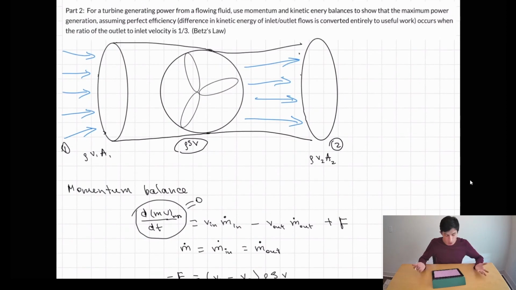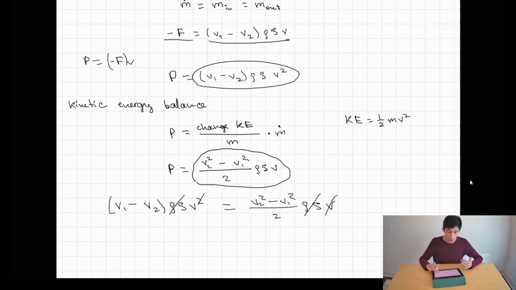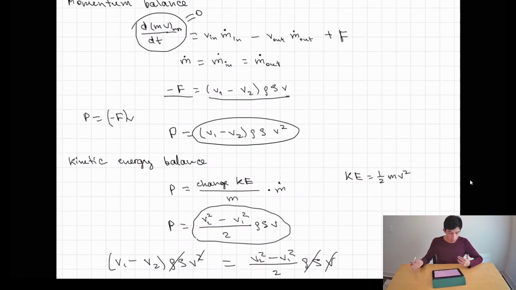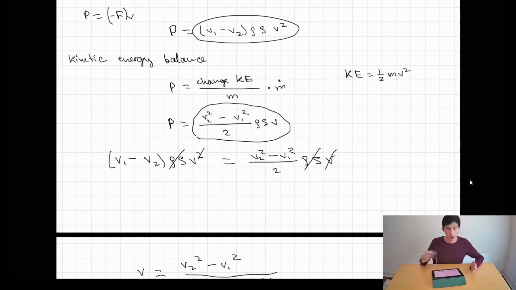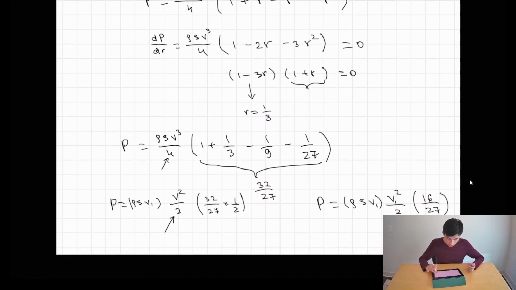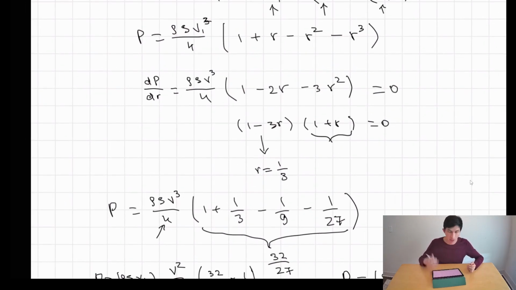So in this problem we looked at a very beautiful example of a windmill, and we learned the momentum balance and kinetic energy balance behind the windmill to find the ratio between the outlet and inlet velocities.